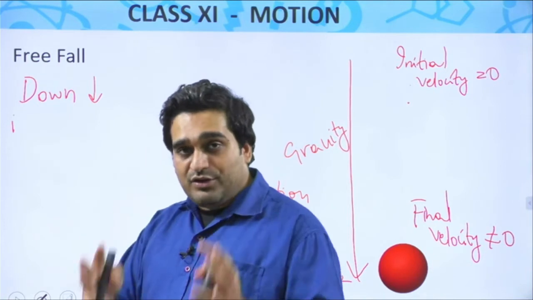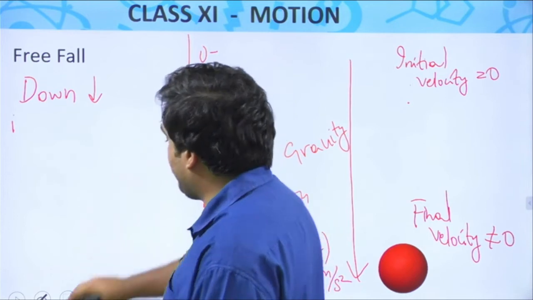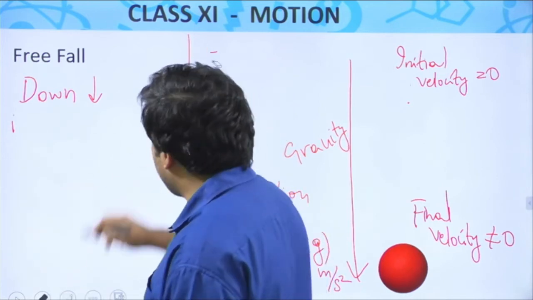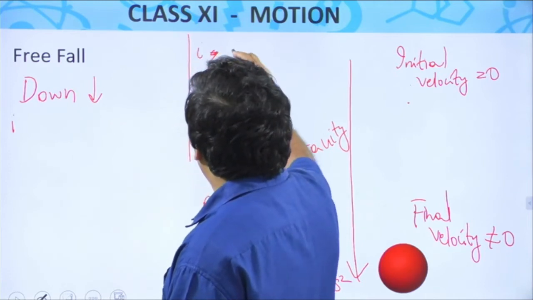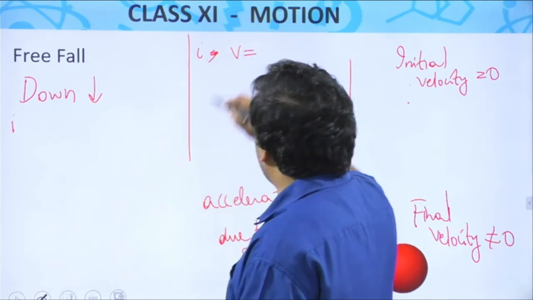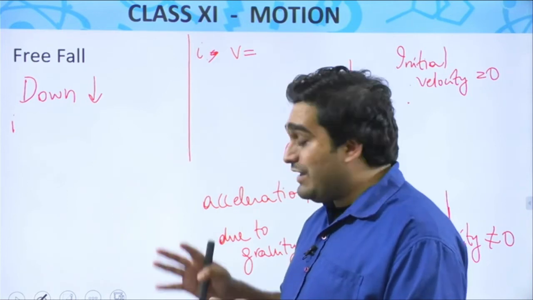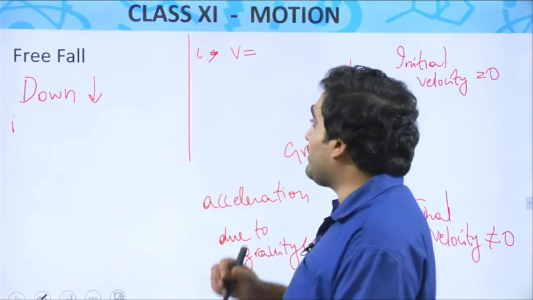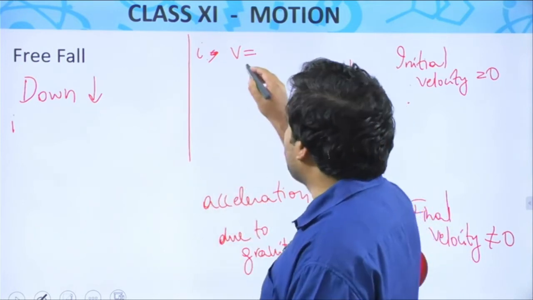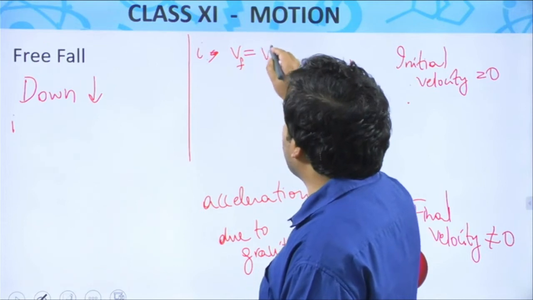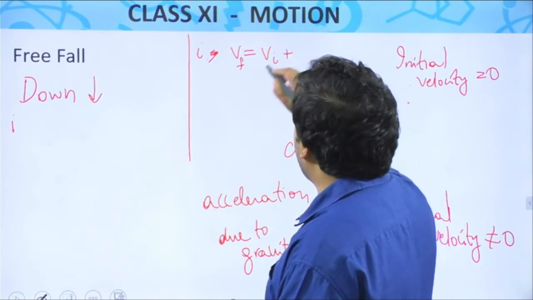First, let me write the original equations of motion. What are the original equations of motion? Equation 1: what is this? V equals, let me write it in a simplified manner as you have learned it in your 9th standard, so that even by substituting you're still able to recognize. But if you want me to write it with vf and vi, I'm much more comfortable doing that. So let me write it with vf and vi since we have moved to our next higher classes. So vf equals vi plus at.